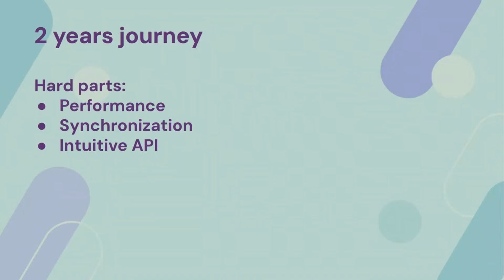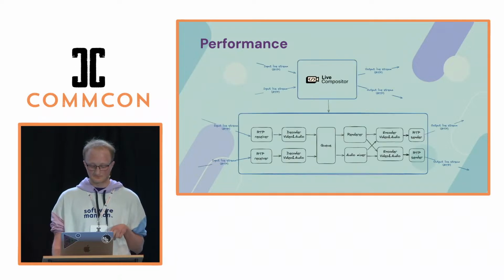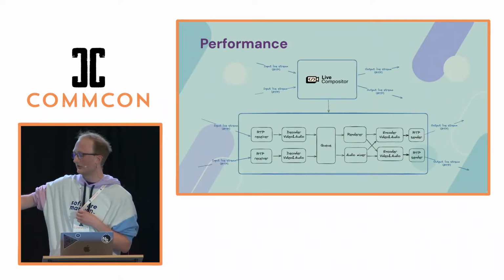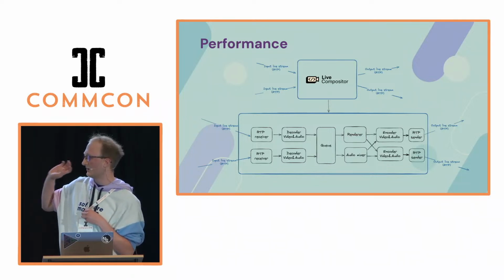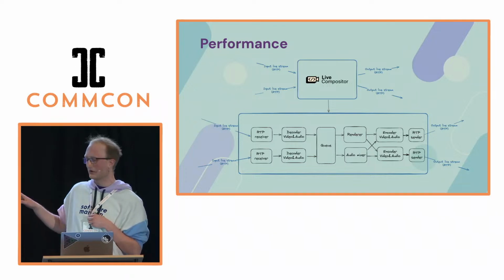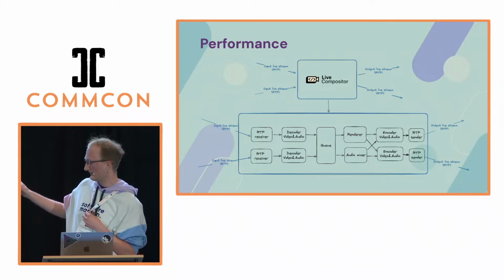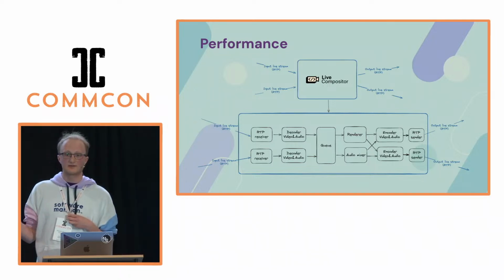Because it doesn't sound like that hard of a problem. So the hard parts were performance, synchronization of the streams was kind of an issue, and coming up with a really intuitive API. So for the performance, this is how it looks underneath. You have some RTP receivers, decoders, a queue for synchronizing the streams that I'm going to talk about later, renderers, an audio mixer, encoder, and sender. And basically, most of those elements work on separate threads.